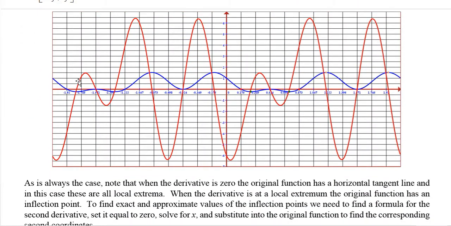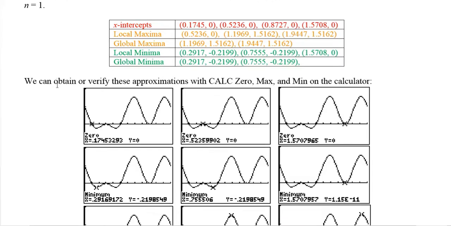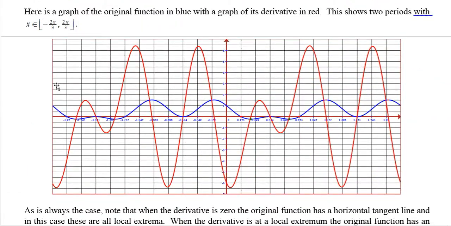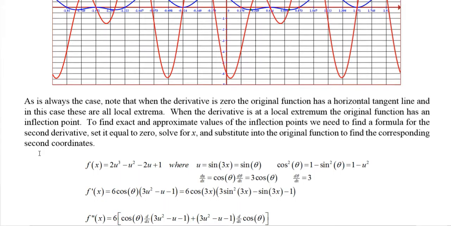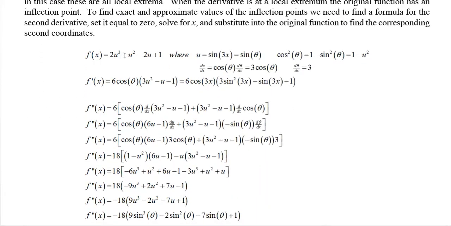Alright, here's a graph of the original function, which is the blue one, I believe. Yeah, blue. And then if you took its derivative, it's what we have in red here. So let's see if we can actually compute a formula for that. Again, after the substitution in u's, f of x is 2u cubed minus u squared minus 2u plus 1.